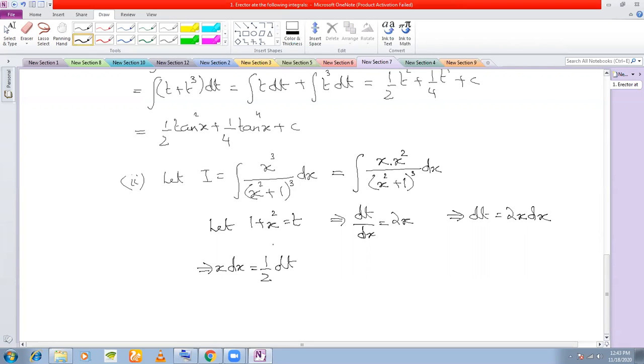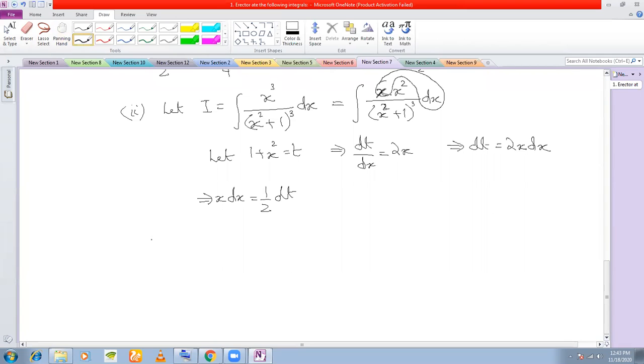Now why have I taken out x dx? See, you have an x here and you have a dx here. These two combine to give you a half dt. Now you understood why I put 1 plus x square is equal to t. Because I knew that the derivative of 1 plus x square is 2x. So I have an x here. That is why I put 1 plus x square is equal to t. So now what I'll do here is I'll put the values and change everything to t.